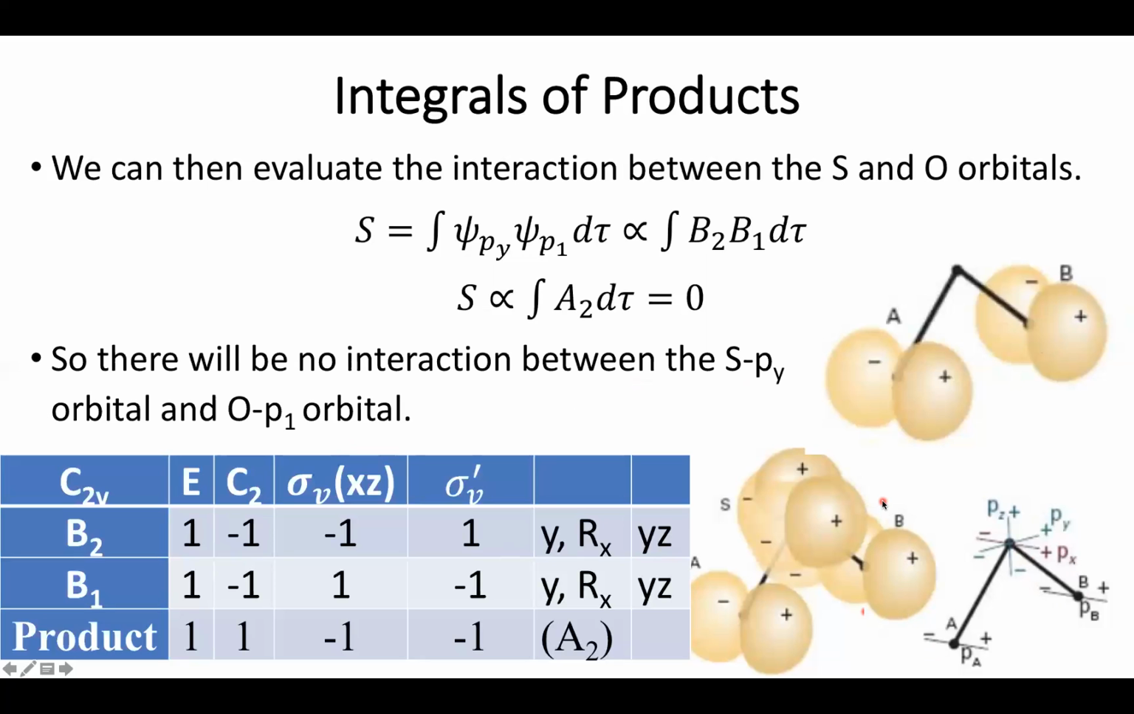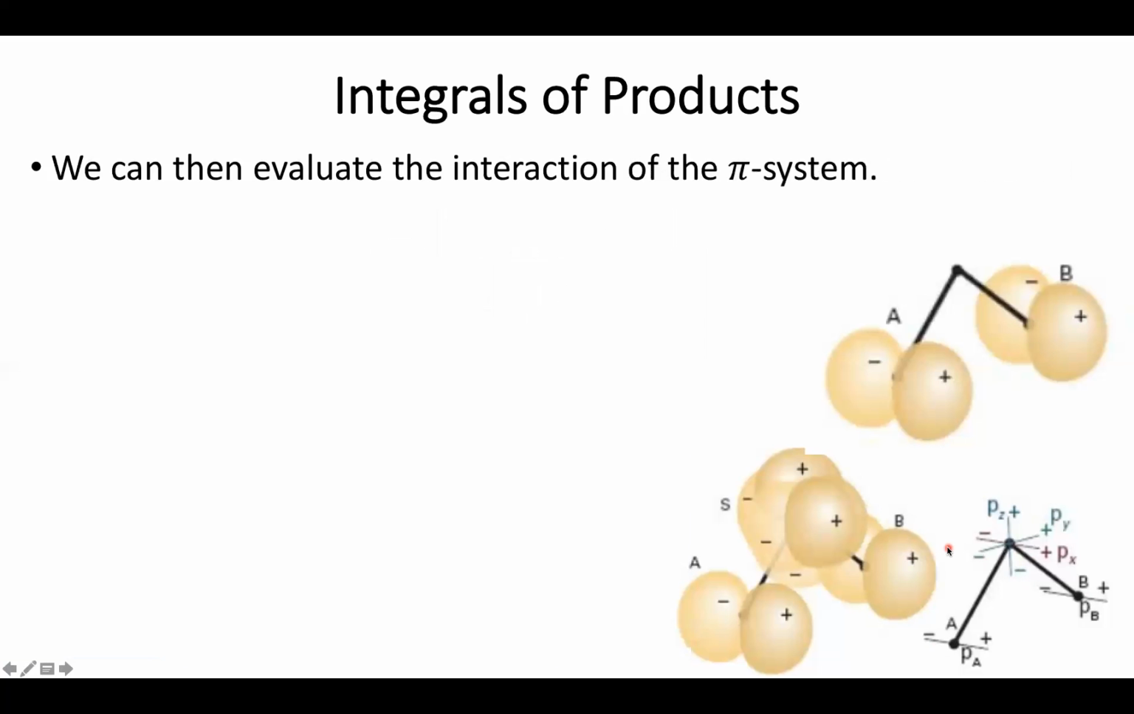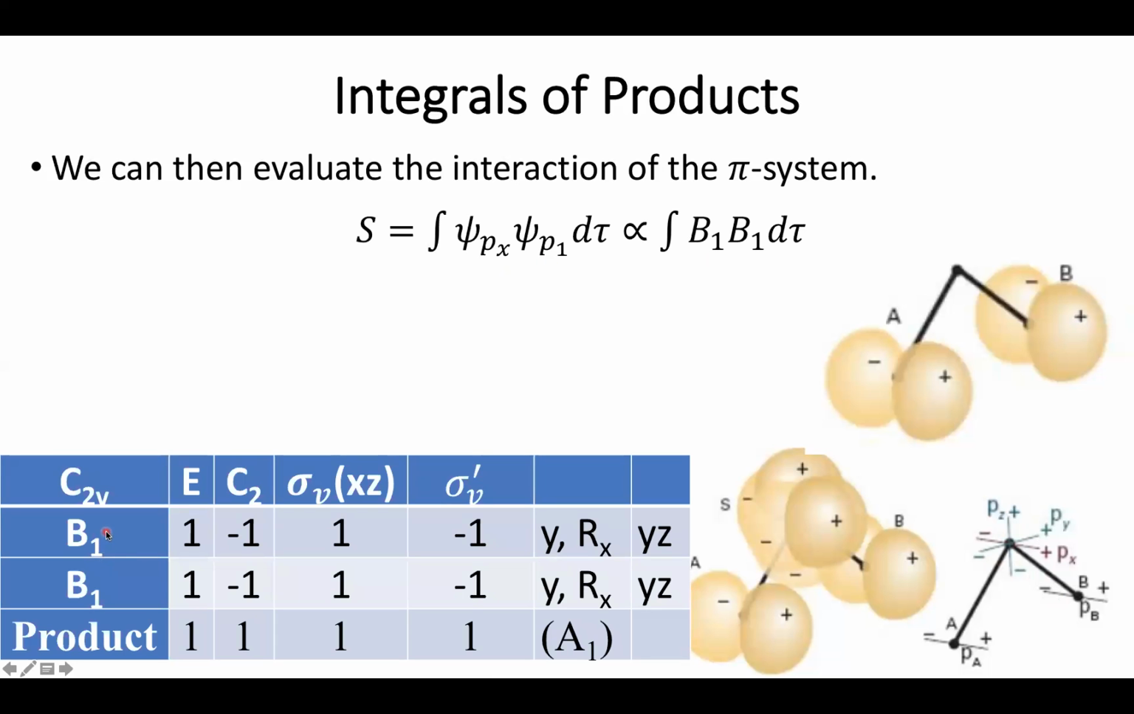All right, let's go ahead and focus a little bit more on the pi system. So by doing this, we're going to be focusing on the Px orbital on the sulfur, and the Px orbitals on the oxygens. So again, we're going to be looking at the interactions of Px and P1. And it turns out that both of these belong to the B1 irreducible representation. So now here's a really good sign.